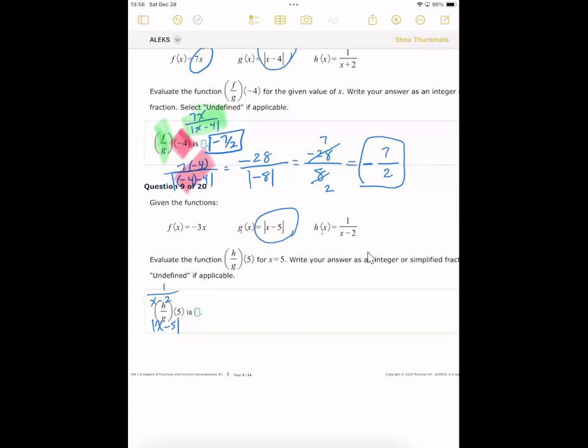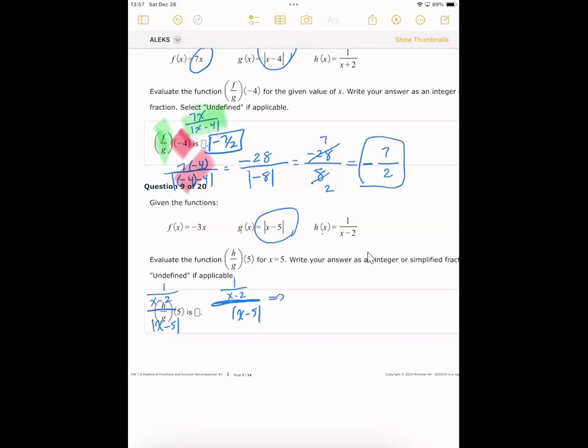So this problem has to be simplified a little. You can't leave it like that. Or right now, I can leave it like that because it's not asking me to find h over g. It's asking me to find h over g at 5. So it's totally okay to leave it like that. So h is 1 over x minus 2 divided by g, which is absolute value of x minus 5. It's okay to leave it like that because the next step is we have to evaluate it at 5.